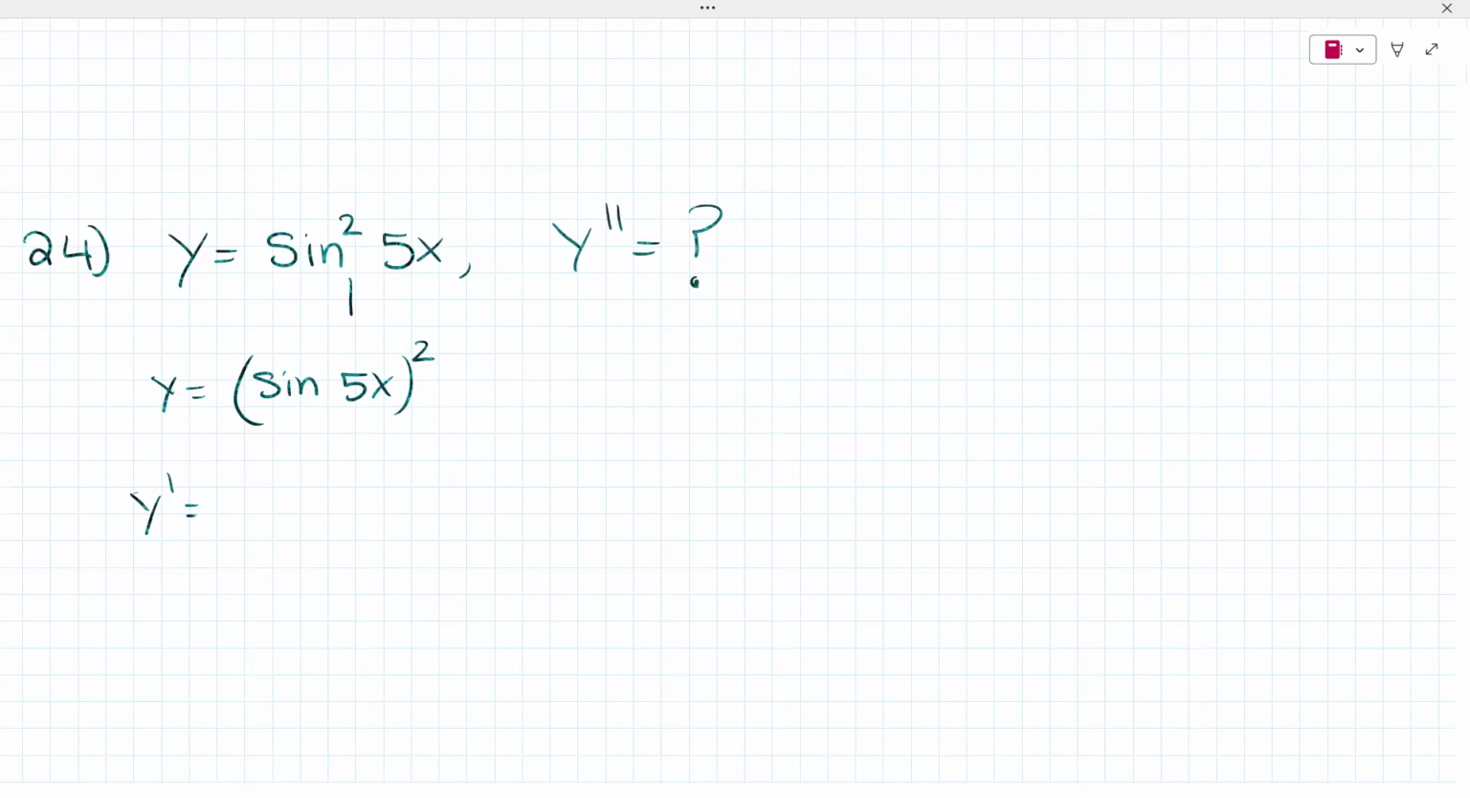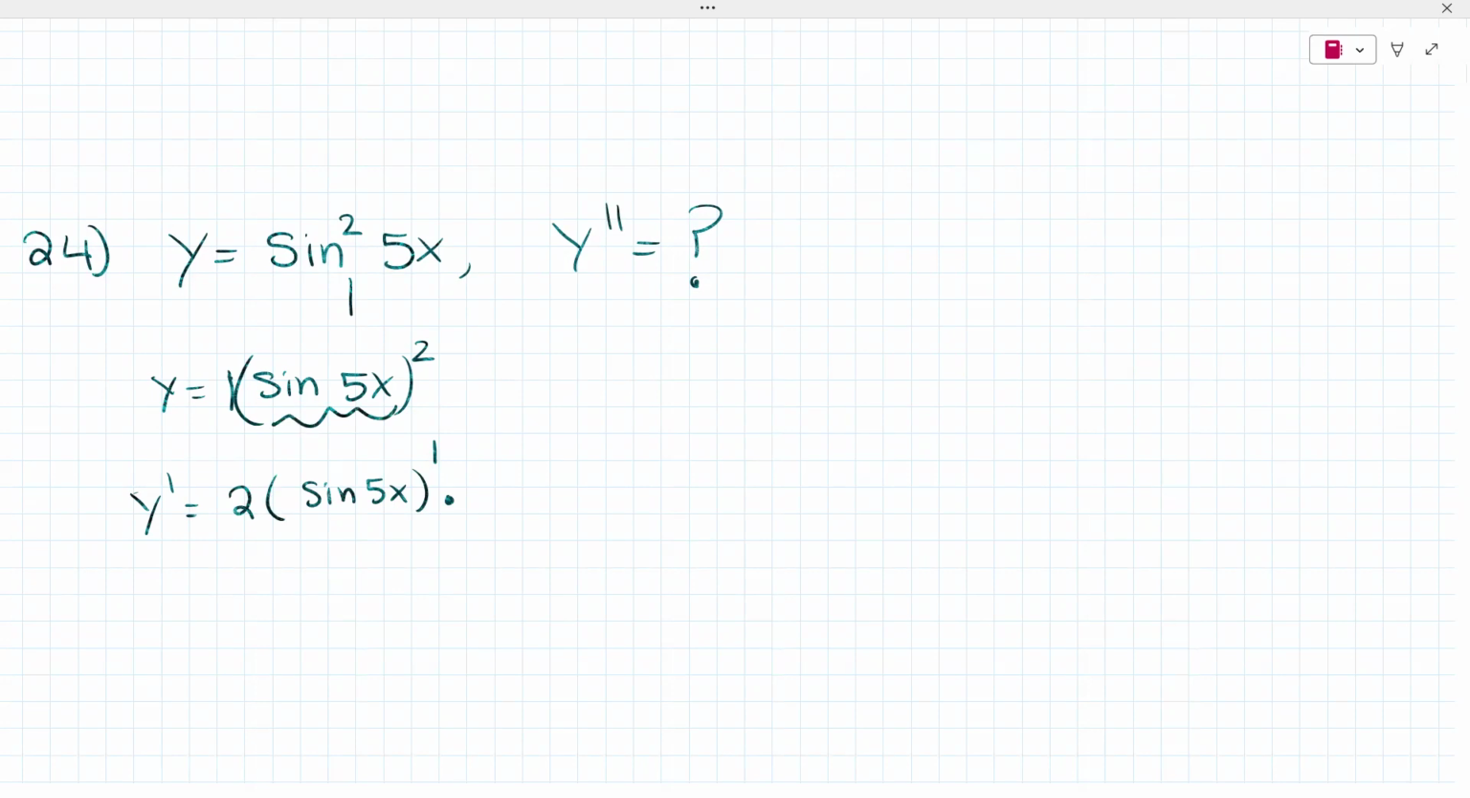You need to use the power rule and chain rule. So start with power rule. So this has a coefficient of 1, so 1 times 2 is 2. Leave the inner parentheses alone. And then old power minus 1, so 2 minus 1 is 1. Then you apply the chain rule. So you take the derivative of the inner parentheses.